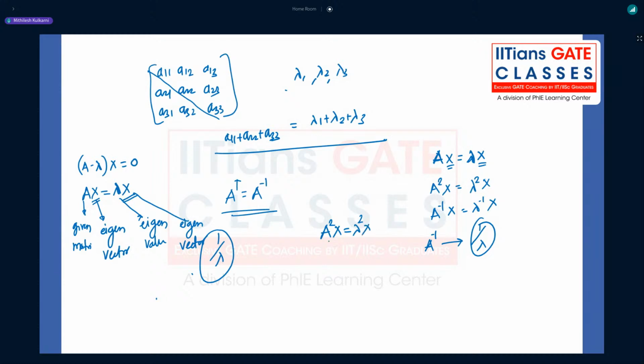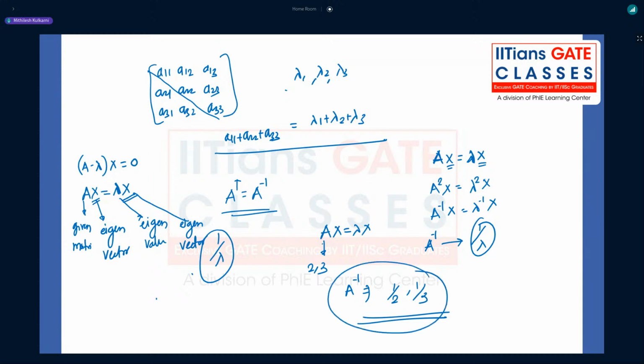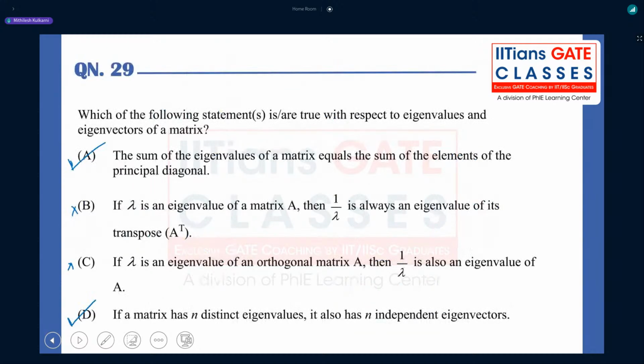So if the eigenvalues of A are 2 and 3, then the eigenvalues of the A square matrix should be 4 and 9. Similarly, if the eigenvalues of matrix A are 2 and 3, then the eigenvalues of A inverse have to be 1 by 2 and 1 by 3. So this is for the inverse, not for the transpose. So that is the reason we have removed this option B here.